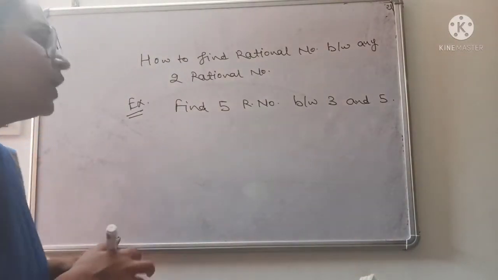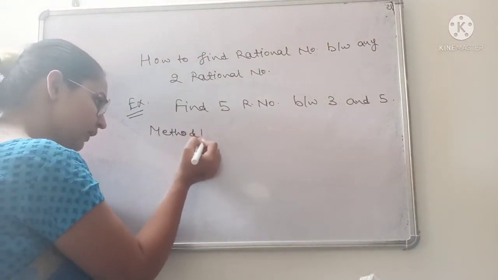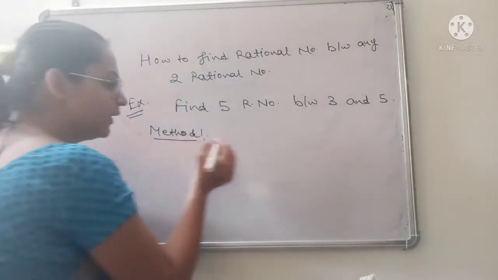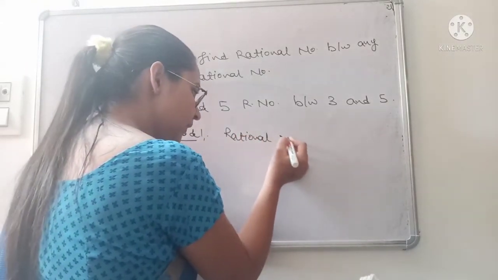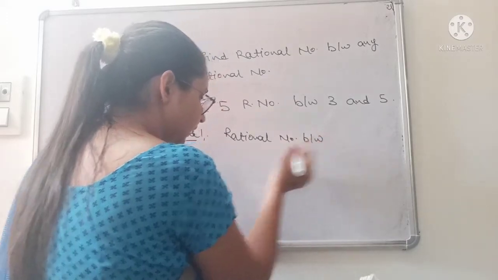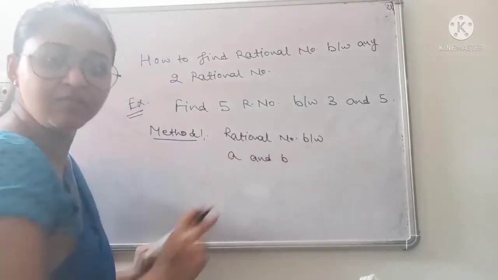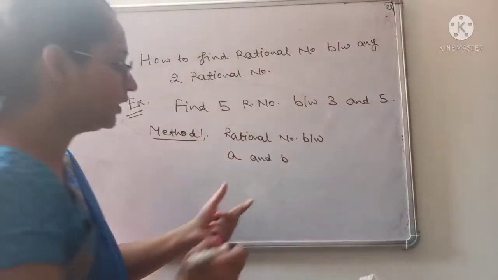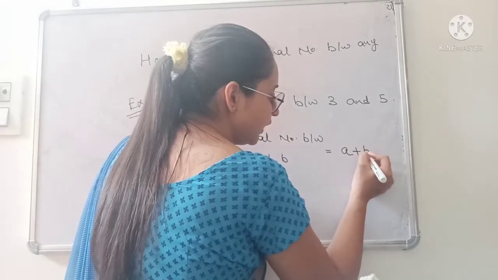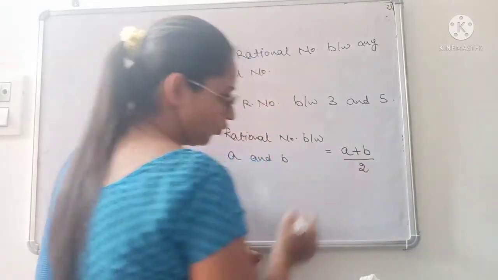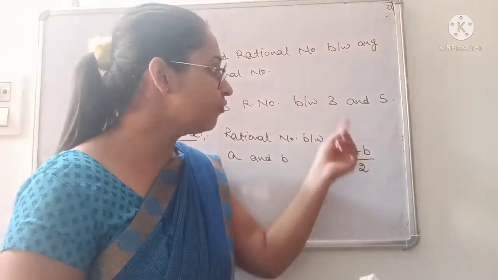What will you do? The first method is: you will write the rational number between a and b. What are a and b? a and b are themselves rational numbers, and between a and b a rational number exists and it is equal to (a plus b) upon 2. (a plus b) upon 2 means it is in the middle of a and b.